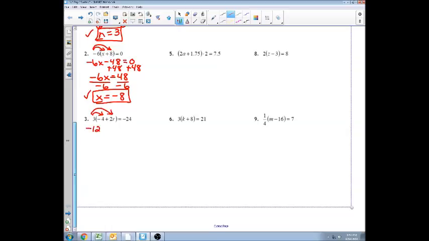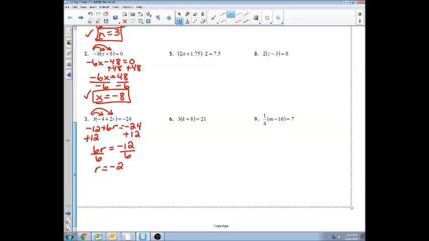It'd be negative 12 plus 6r is equal to negative 24. Can I add negative 12 and 6r? Well, no. So I need to go ahead and add 12, add 12. That would leave me with 6r is equal to negative 12. Divide by 6, divide by 6. r is equal to negative 2.